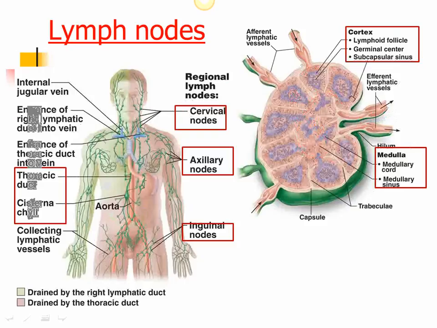In the cortex, this capsule sends in little septae. So you can see these septae going in and dividing it into smaller areas. These septae are also called trabeculae. And in the cortex, the lymphoid tissue, the lymphocytes and macrophages, are aggregated as round structures which are known as lymph follicles, or also known as lymph nodules.